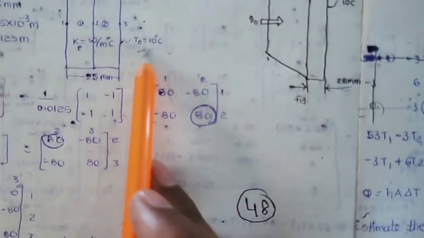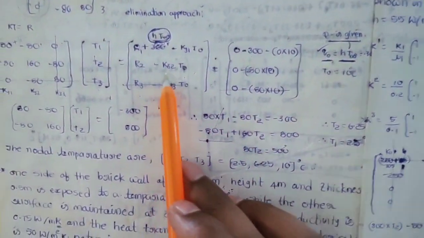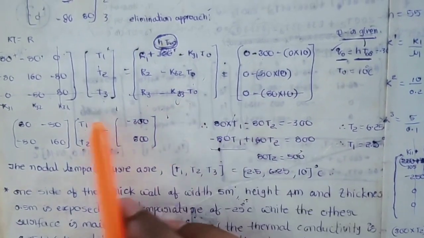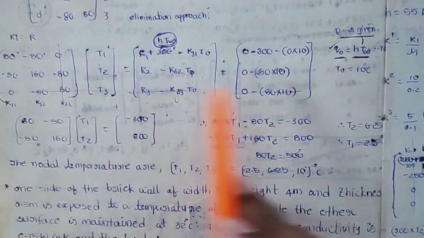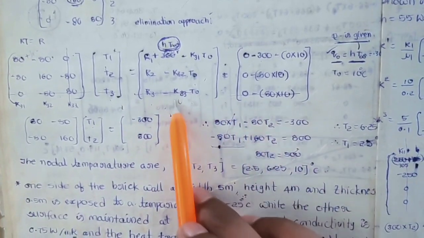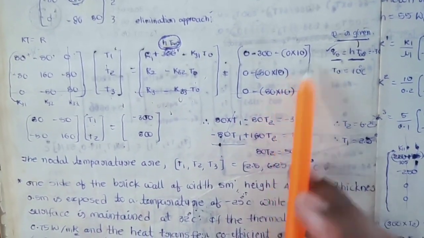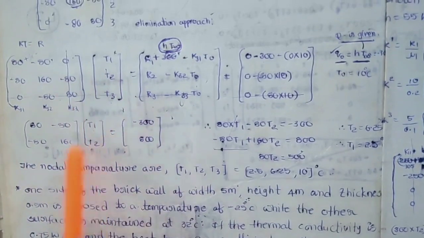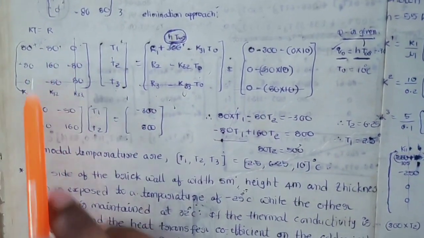This is the 10 value. Similarly, K32 into T0, so that's the minus 80 into that value. Similarly, K33 into T0, that is the minus 80 into 10 value. Like that you have to find out. Now take the remaining values, 80 minus 80, 80, 160.